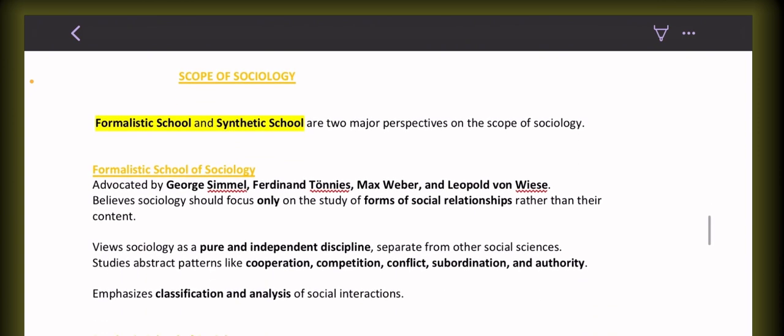Now let's move to the next topic, scope of sociology. Scope of sociology includes, which means it can be divided into two schools. One is formalistic school and the other is synthetic school. Now let's try to understand what the formalistic school of sociology is.